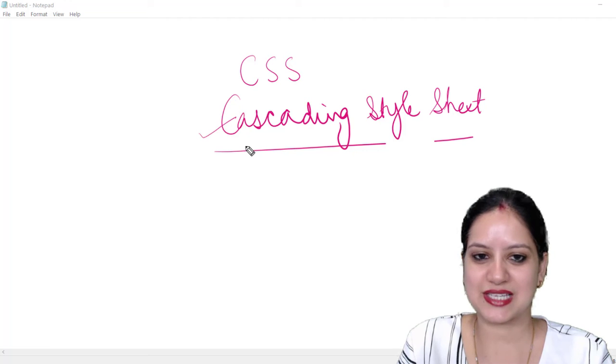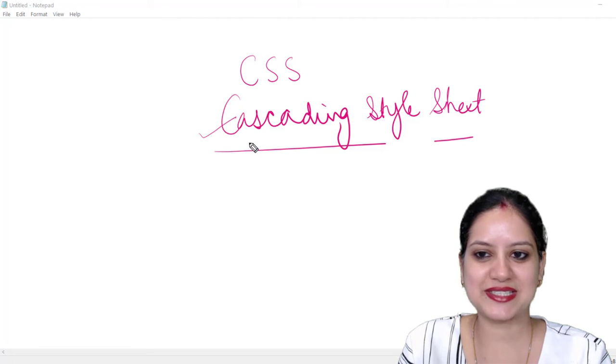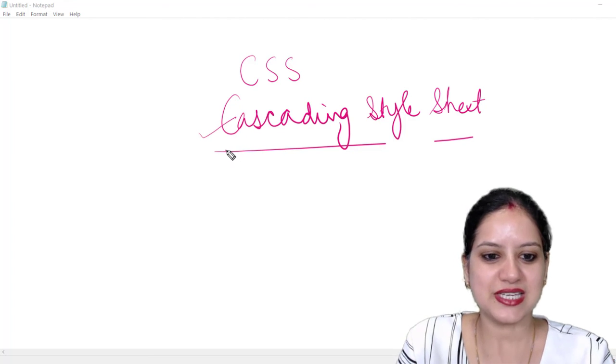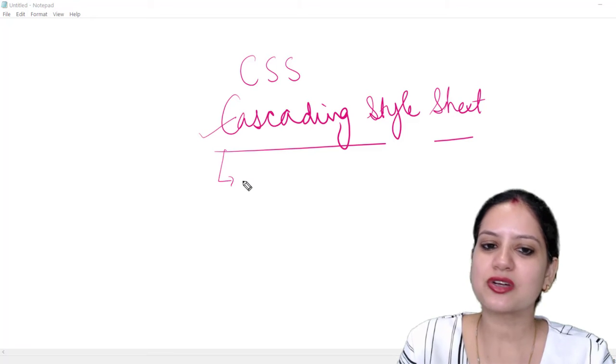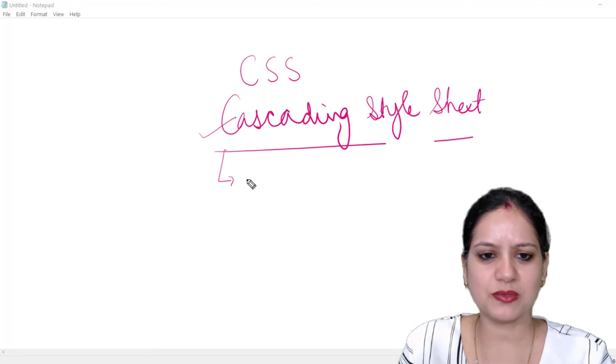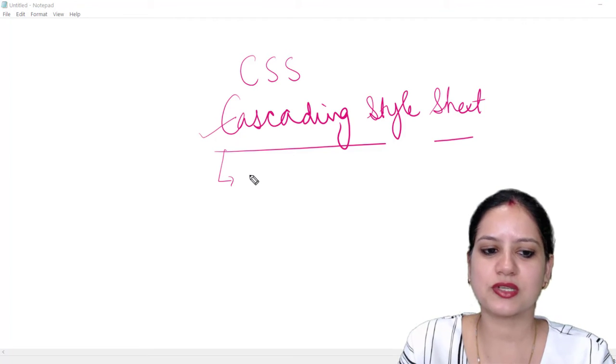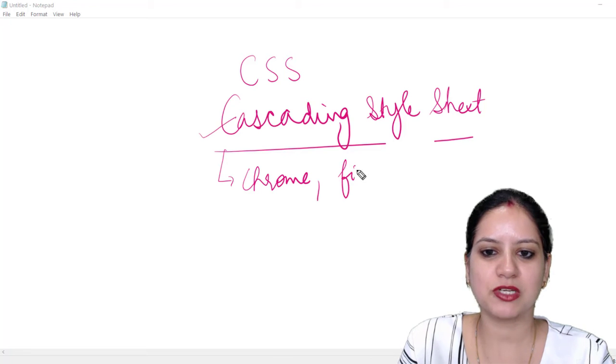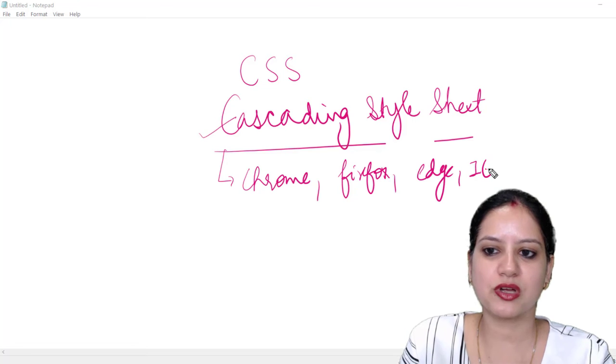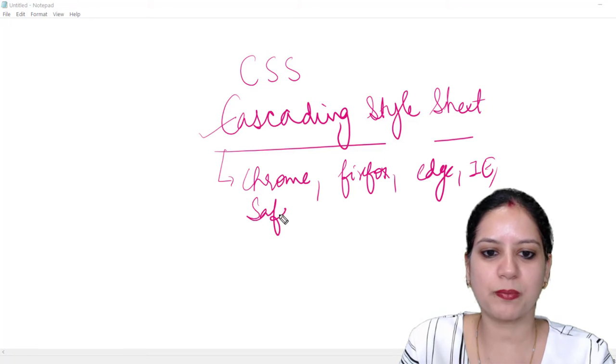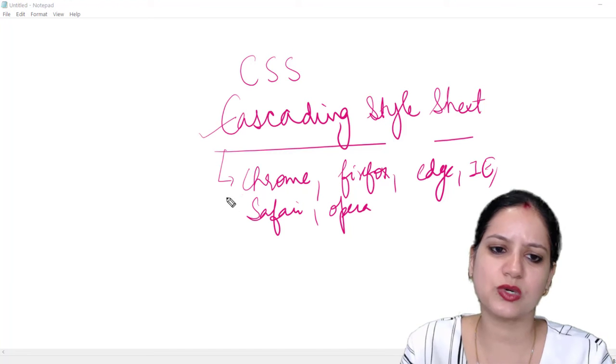We've already discussed that CSS stands for Cascading Style Sheet. CSS has an equality across all the browsers. So when we say that, it means that CSS can be used across multiple browsers. It can be used with Chrome, it can be used with Firefox, Edge, Internet Explorer, Safari, Opera. So there are a lot of browsers which CSS works, and it works the same way.